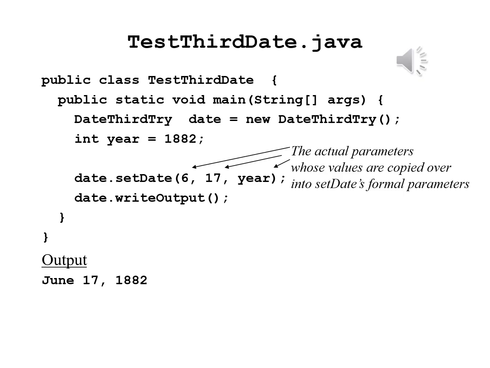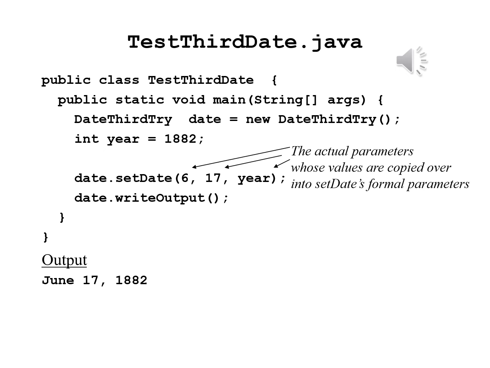Now let's write a program called TestThirdDate, which will allow us to see if the new version of the class works correctly. public class TestThirdDate, and inside it public static void main(String[] args). DateThirdTry date = new DateThirdTry(). int year = 1882. Now we'll call date.setDate(6, 17, year), and date.writeOutput().